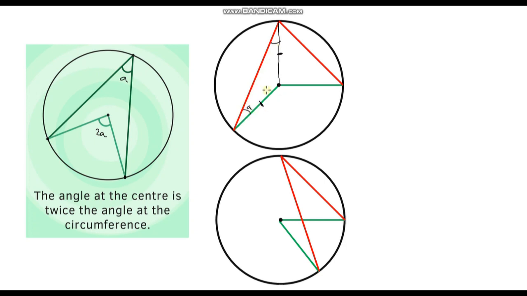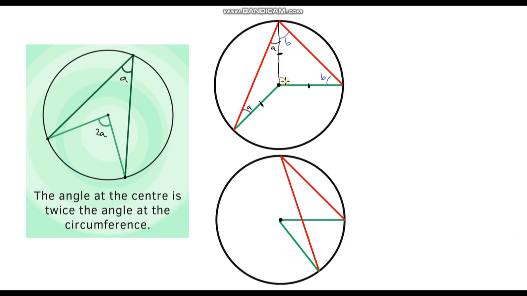So if I call that one A and I call that one A, and now if I do the same thing with this triangle, so this is obviously a radius. Now we can see that, just choose a different color, this angle and this angle are also the same. So let's call that B and let's call that B. Now, what I'm going to do now is work out the last angle of my triangles.